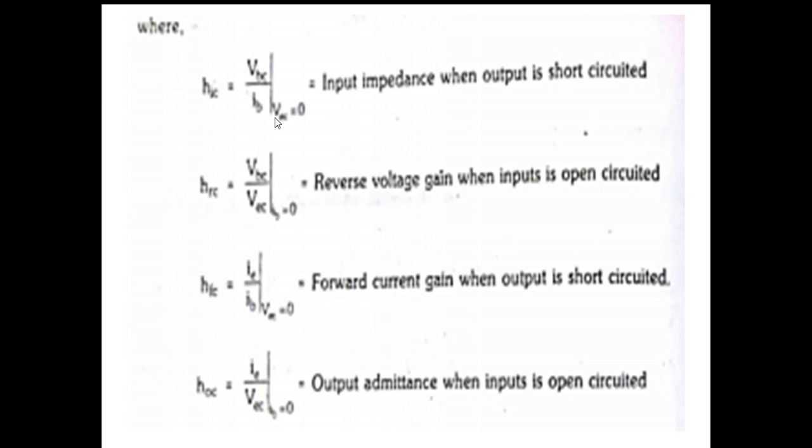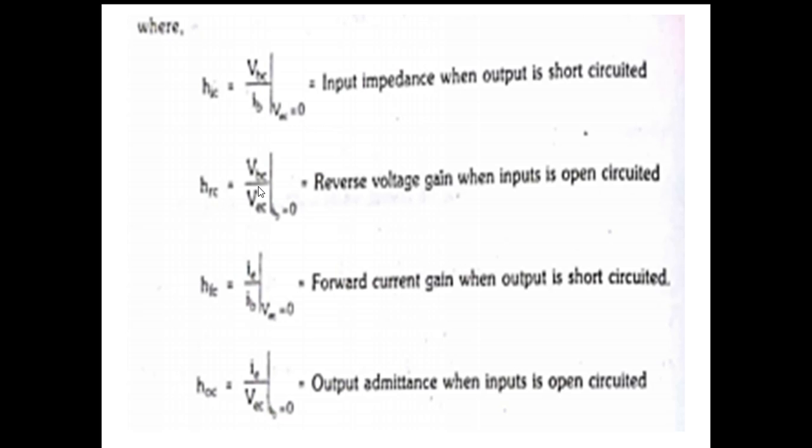When the output is short circuited, output voltage becomes zero. When output voltage is zero, HIC is defined as input impedance. VBE is the input voltage, IB is the input current. Voltage to current becomes resistance, VBE by IB. Next, this is input impedance when output is short circuited. That is output voltage VEC.